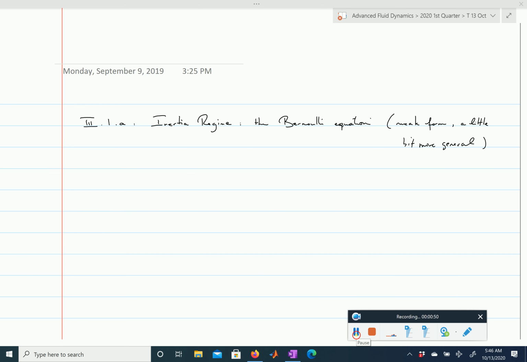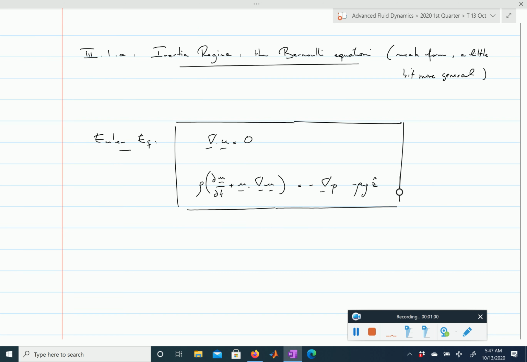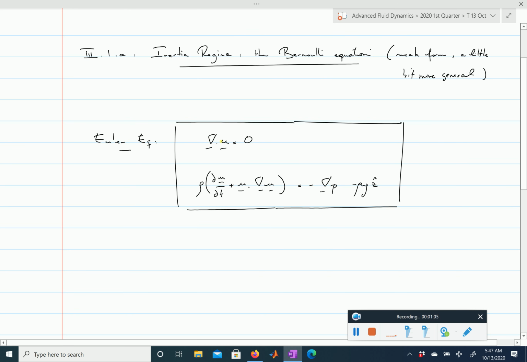All right, so in the inertial regime, the Navier-Stokes equation reduces to the Euler equation. And so when we write the Euler equation, we essentially assume that the flow is incompressible, right? We're assuming that. And we assume the effect of viscosity to be negligible.